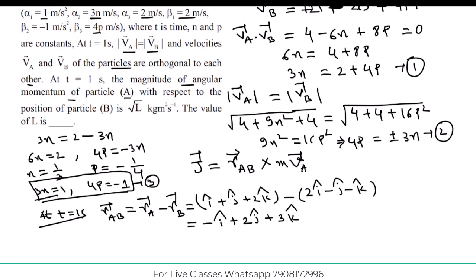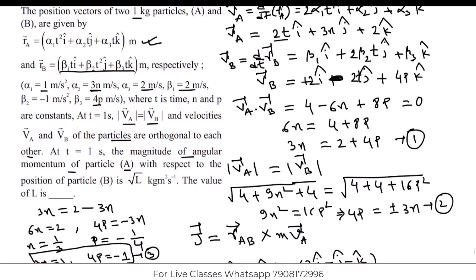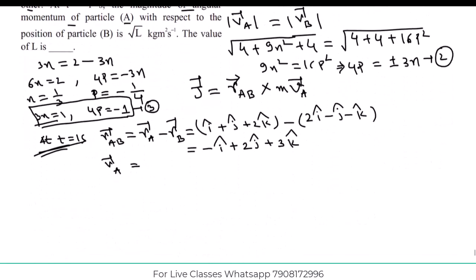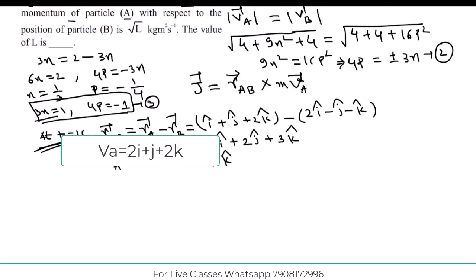And v_A at t equal to 1 second, we have already found, v_A is 2t i cap plus 3n j cap plus k cap. So 2t is 2i, 3n is 1, so v_A is 2i plus j plus k, as 3n is equal to 1. So v_A is like this.